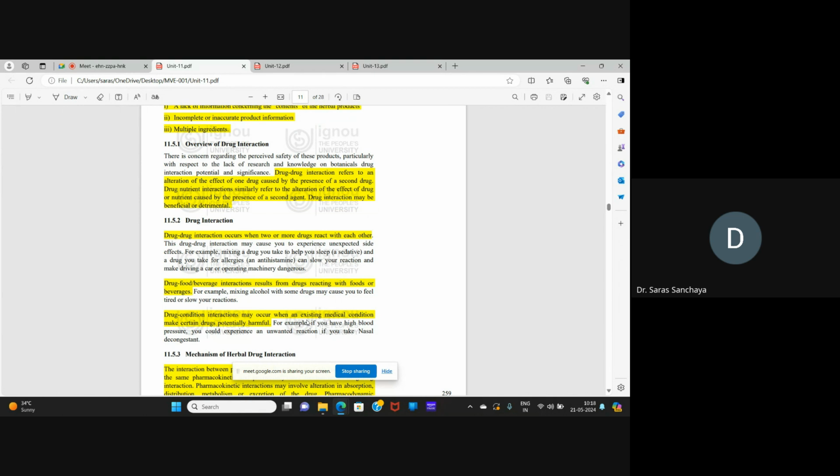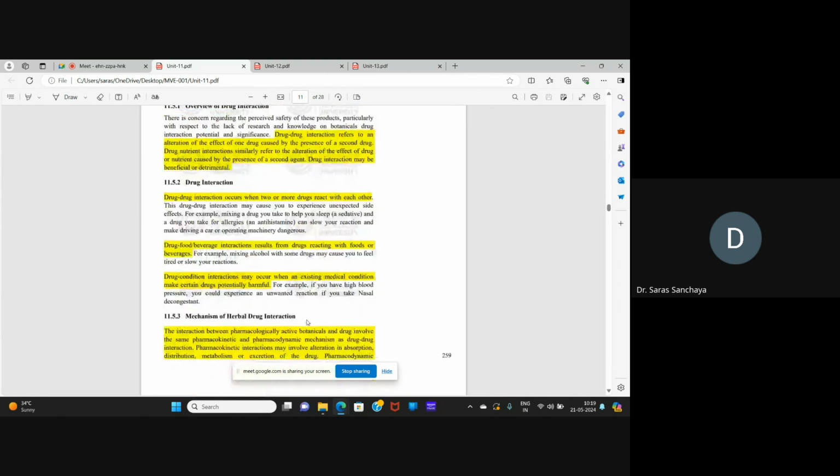Then, drug interaction. Drug drug interaction occurs when two or more drugs react with each other. Drug food beverage interactions result from drugs reacting with foods or beverages, and drug condition interactions may occur when an existing medical condition makes certain drugs potentially harmful. So there can be drug drug interaction, drug food beverage interactions, or drug condition interactions.